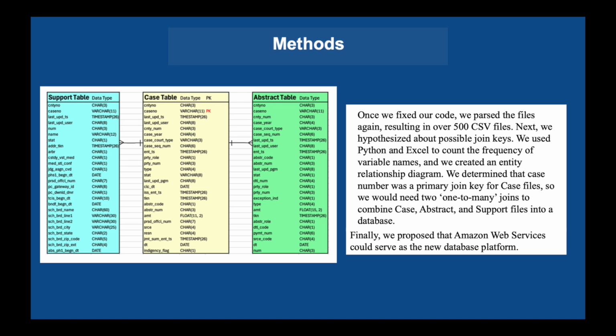Next, we hypothesized about the possible join keys. We used Python and Excel to count the frequency of the variable names and created an entity relationship diagram shown on the left. We determined that case number was a primary join key for case files, so we would need 2 one-to-many join keys to combine case, abstract, and support files into a database. Finally, we proposed that AWS could serve as a new database platform.